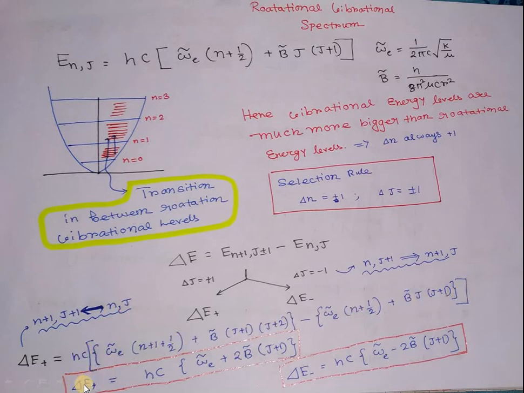So the final equation of delta E plus will be hc omega E bar plus 2b bar (j plus 1). Similarly you can also calculate delta E minus, that will be equal to hc omega E bar minus 2b bar (j plus 1). So all those things you can calculate. I am not going to elaborate how you can find out this expression. You can do it on your own.